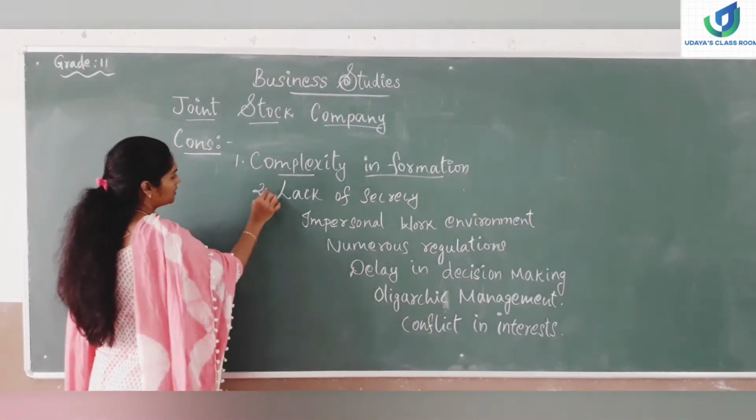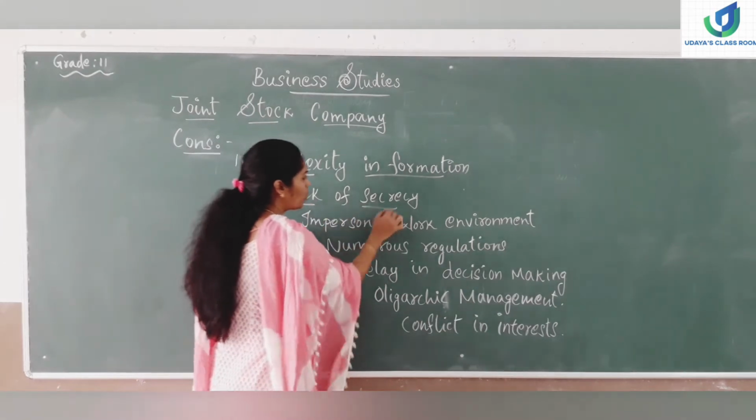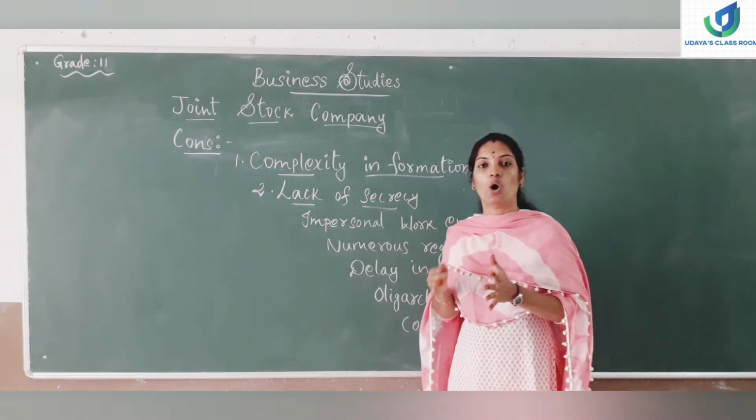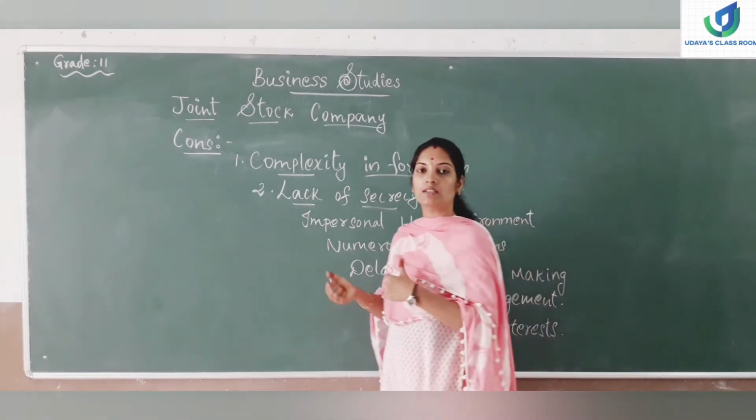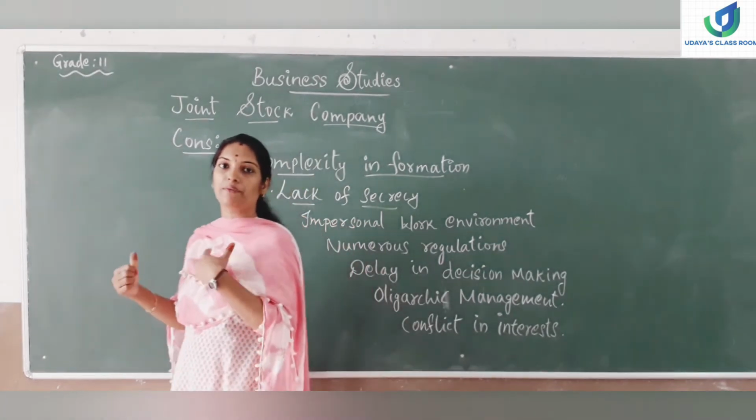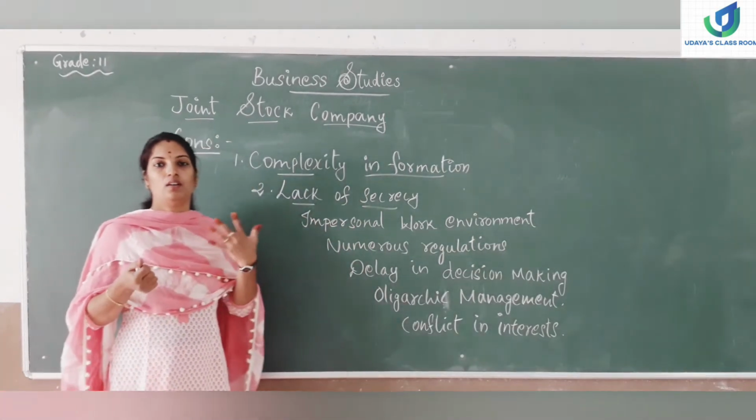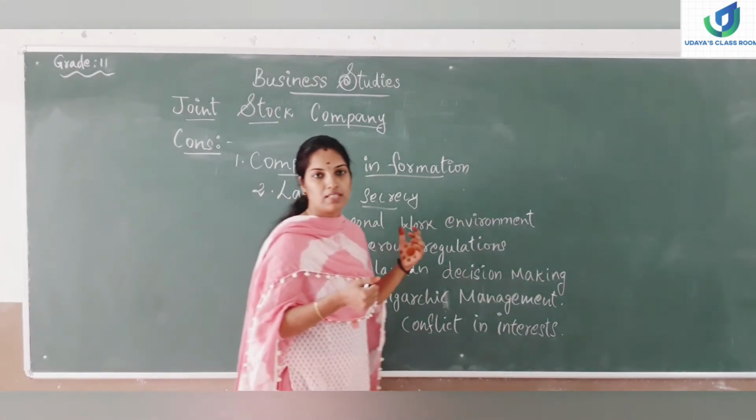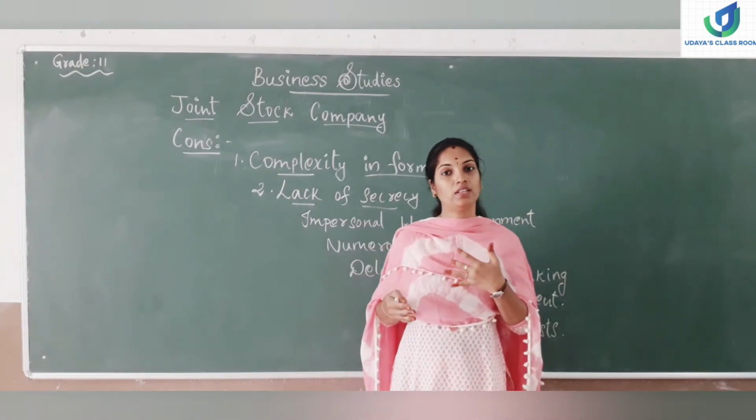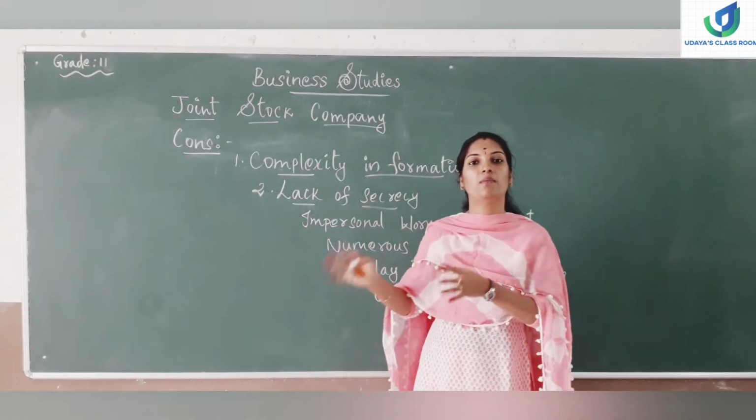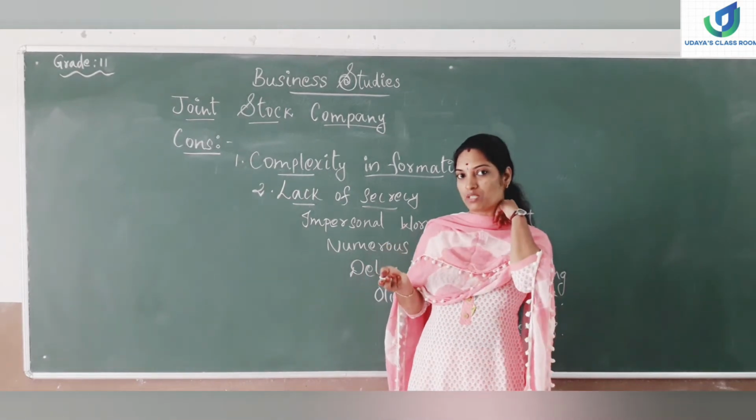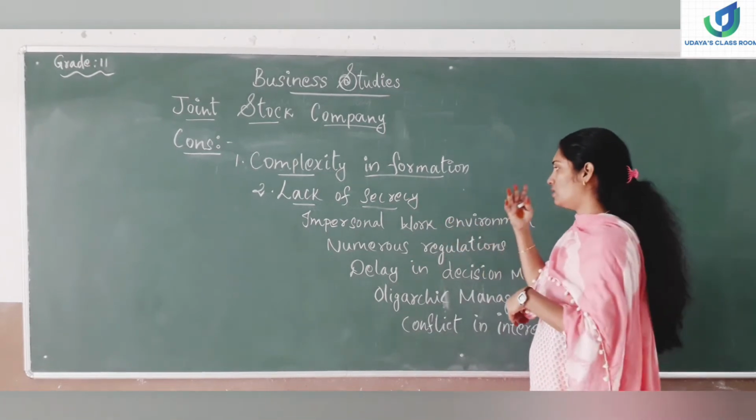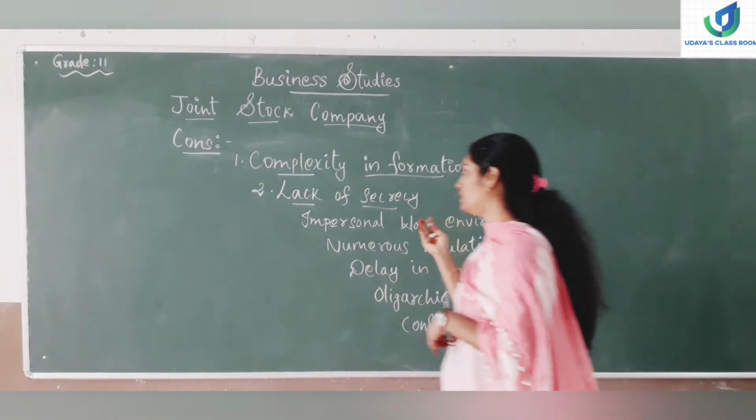And the next thing is lack of secrecy. Lack of secrecy means the company form of organization cannot maintain any secrecy or confidentiality. Why? Because the company will have to submit some documents to the registrar of companies. During incorporation itself, the companies have to produce a lot of documents, and even those documents will be published for the general public also. So many documents will become an open secret for everybody. So the company form of organization cannot maintain secrecy. This is one of the disadvantages.